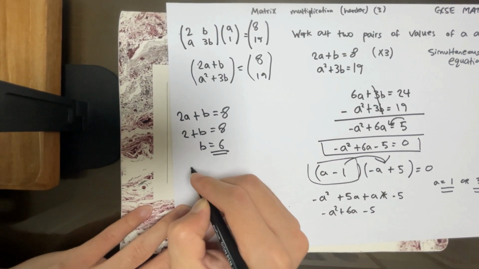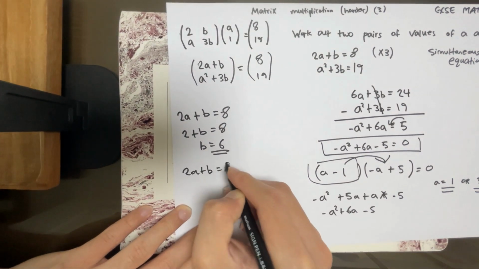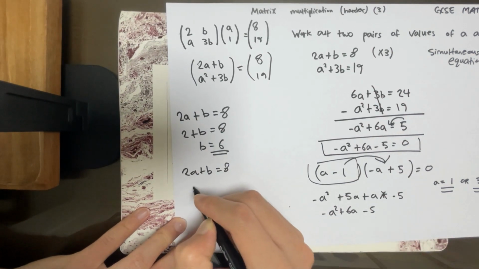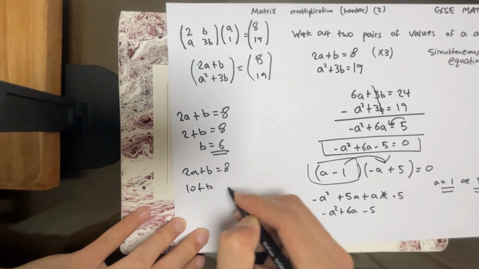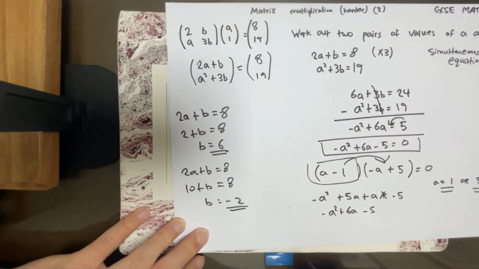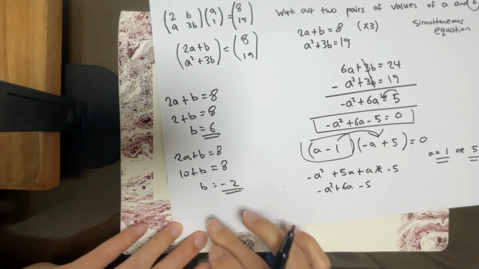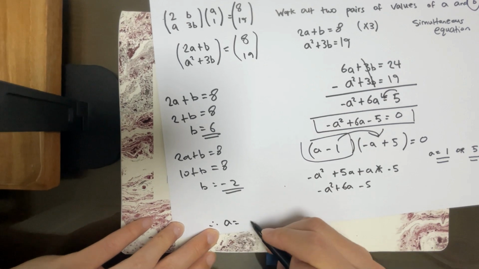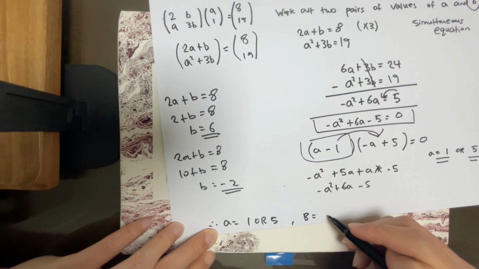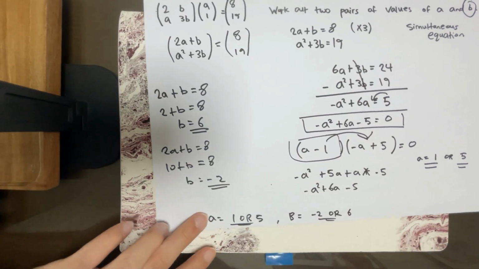And the other one is 2a plus b equals 8. Same original equation, but a is 5 now. So 2 times 5 is 10, plus b equals 8. So we minus 10 from both sides, but that gives us minus 2. So b is either minus 2 or 6. So the final answer is a equals 1 or 5, b equals minus 2 or 6. And that is our final answer.